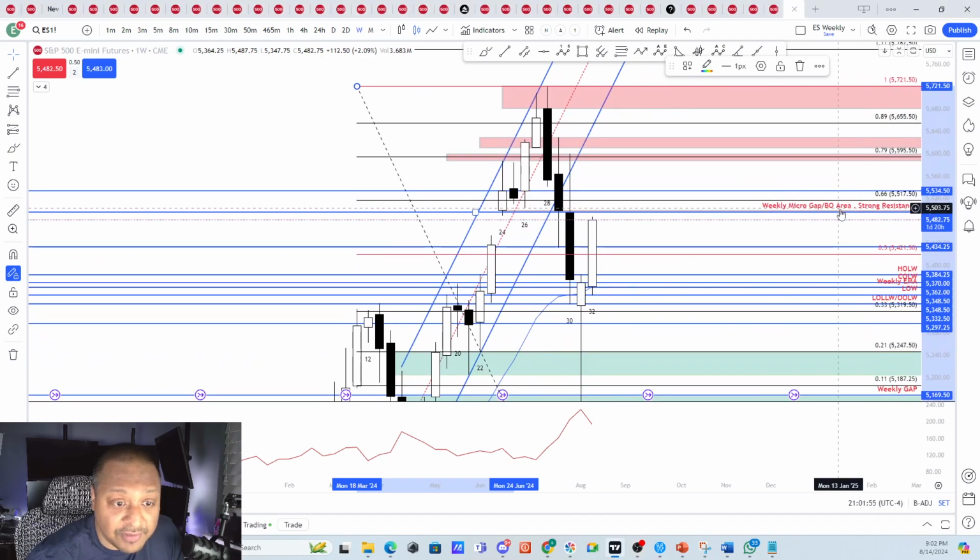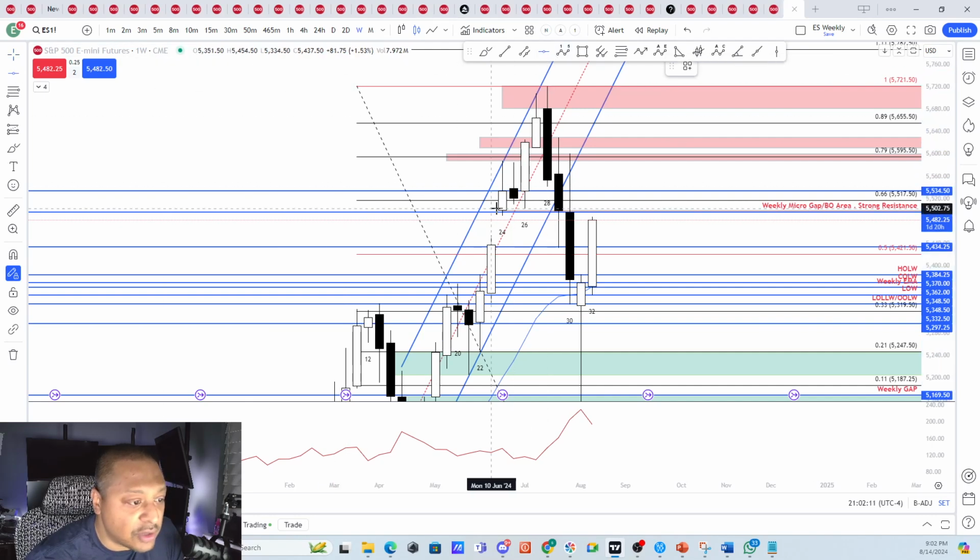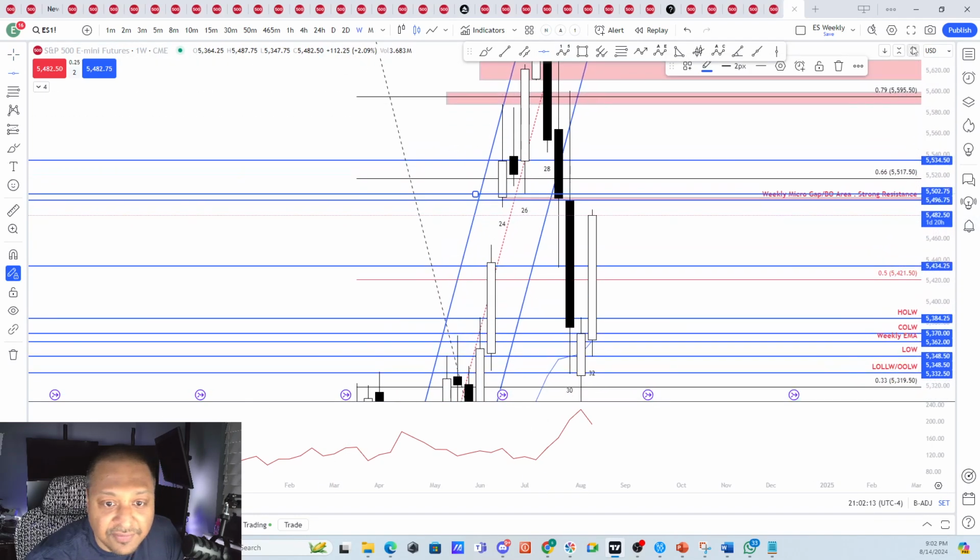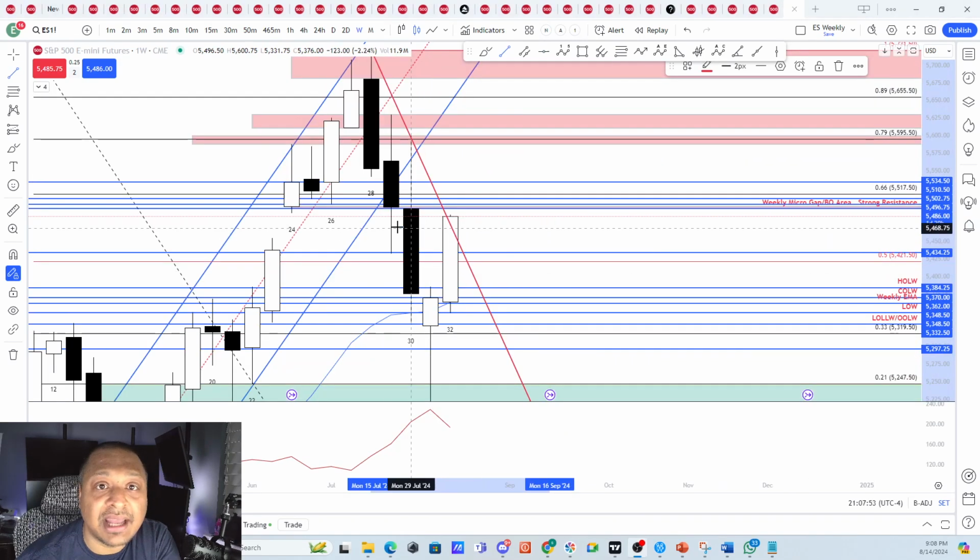Now we will have to be very careful in this line, which is the 5495 to the 5499 area. We need to cross above this, and above that we will also have a resistance at the 5502 area, and then again at the 5509 to the 5511 area.